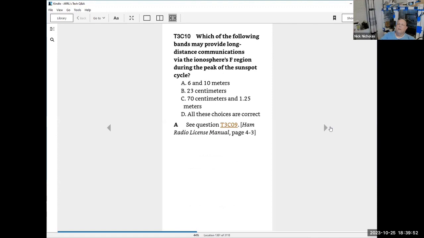Which of the following bands may provide long distance communications via the ionosphere F region during the peak of the sunspot cycle?